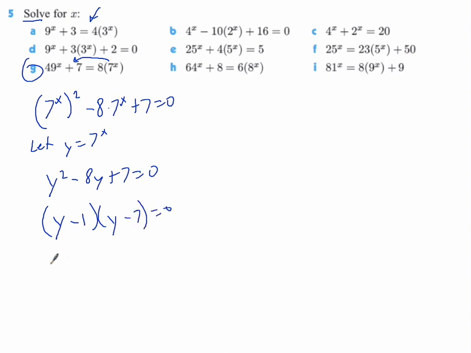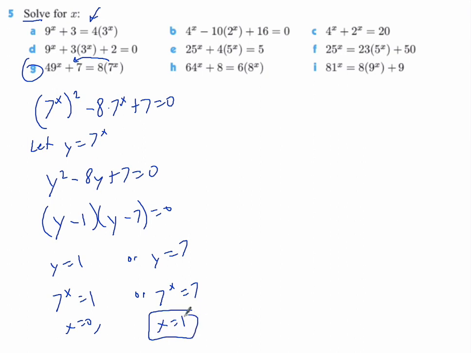Okay, that means y equals 1 or y equals 7, which means 7 to the x equals 1 or 7 to the x equals 7. These are easy to figure out. This is going to be 0, and this is going to be 1. So we have two answers, okay? For some of these questions, you might get something like 7 to the x equals a negative number, and then there's no answer, so that will be impossible. That will come up in some of these examples.